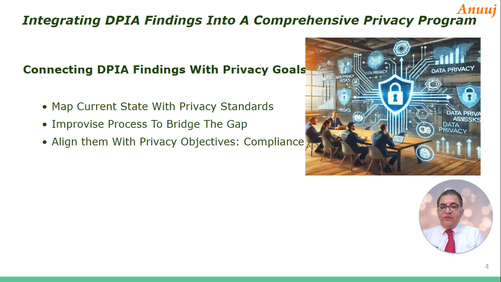Now, what are a few examples where I would say that you should integrate or extend your DPIA findings into your privacy program? You should map them with your privacy goals. What are the gaps? How are the processes linked to privacy compliance and objectives? And whatever the gaps are, you should try and bridge them through the DPIA.